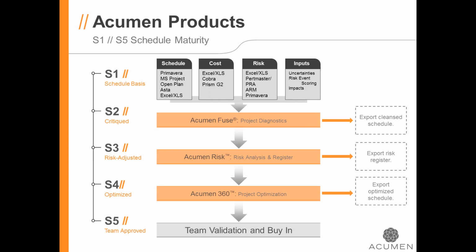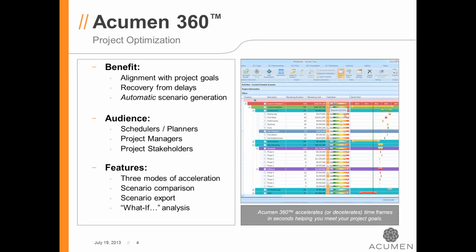The goal from the project optimization phase is to understand if your project can be optimized, should it be optimized, and if it does need to be optimized, the ability to export that schedule and use it as your new working master. Finally, once you have an optimal schedule, you can go through the S5 team validation and buy-in process, where all of the executives, technical managers, and project stakeholders get to observe what's in the schedule and buy into the schedule and commit to the execution.